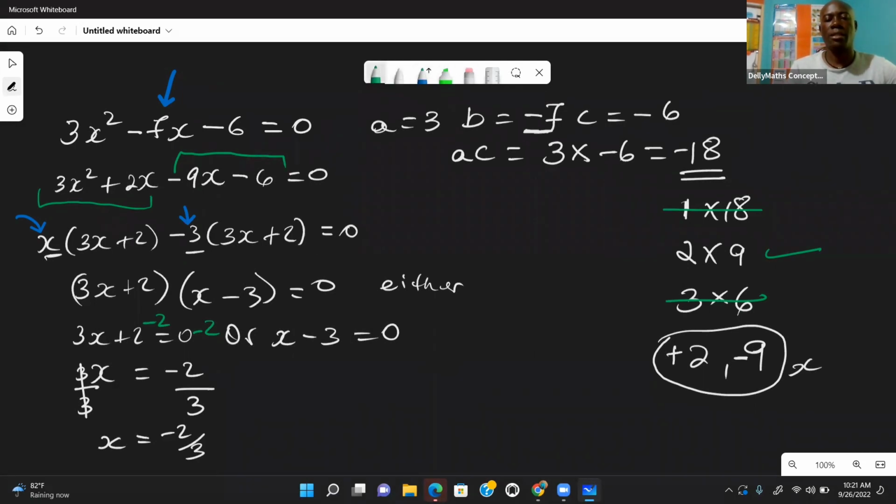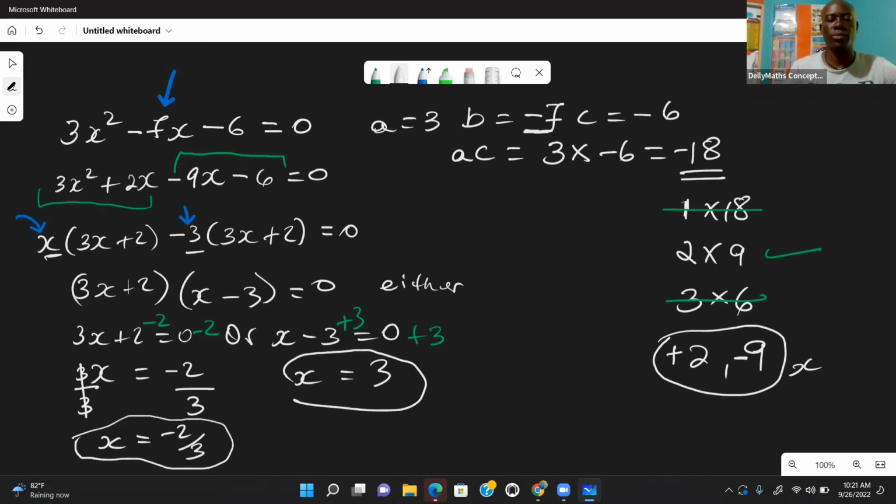On the other hand, for the other solution, we'll be adding 3, because it's a negative 3. So we'd have to add 3 to the other side. Let's rewrite. x is equal to 3. So here it is that we have our two solutions. 1, x is equal to 3, and 2, x is equal to negative 2/3.